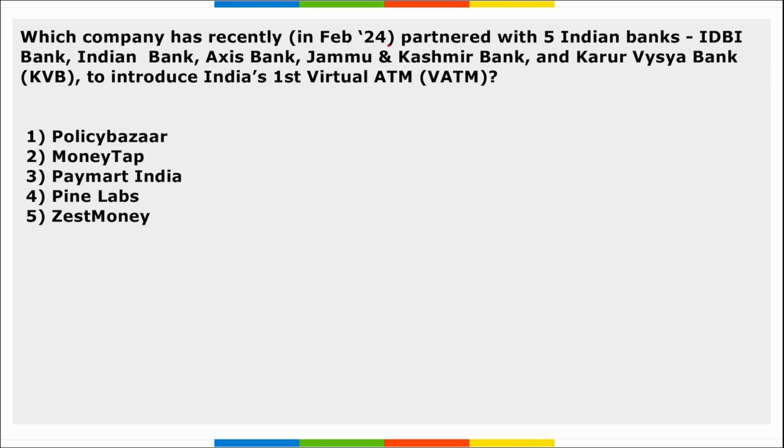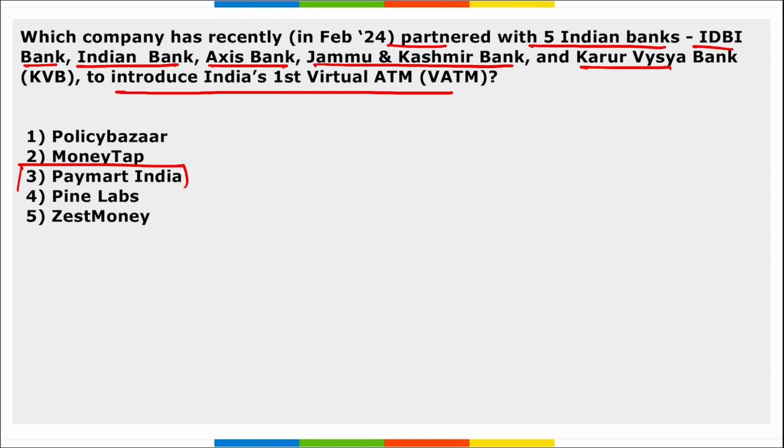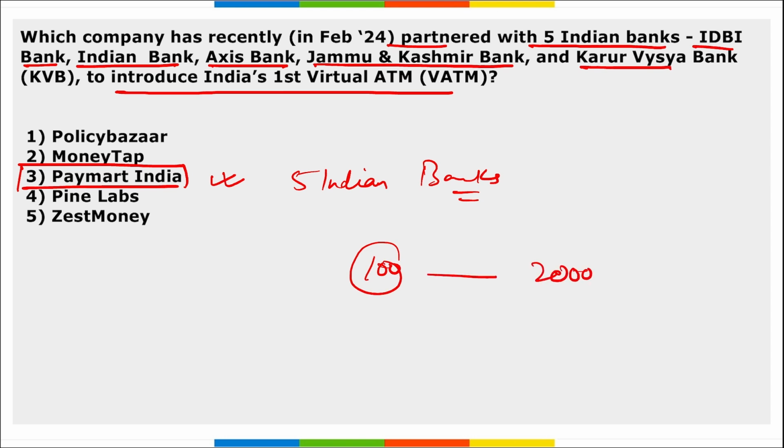Next, which company has recently partnered with 5 Indian banks, that is IDBI Bank, Indian Bank, Axis Bank, Jammu and Kashmir Bank, Karur Vysya Bank to introduce India's first virtual ATM? It is PayMart India. Correct? PayMart India partnered with 5 Indian banks to introduce India's first virtual ATM. The minimum withdrawal is 100 rupees and it can go up to 2000 rupees per transaction, and there is a monthly cap of 10,000 rupees of transactions.